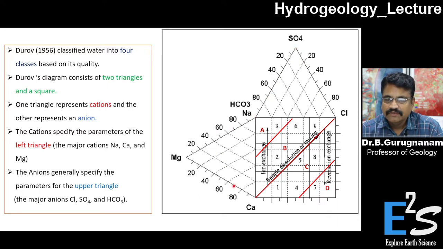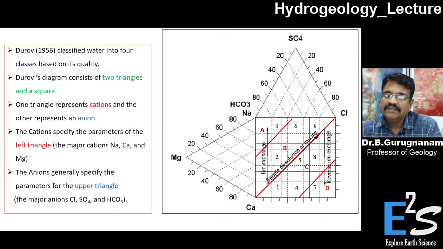This is the major cations diagram, and this is the anions diagram, representing calcium at one end 100%, magnesium at the other end 100%, and sodium at the other end 100%. And over here, HCO3 is 100% for this trilinear diagram, and sulfate is 100% at this location, and chloride is 100% at the right margin. The samples, after analysis, are plotted in these triangular diagrams. Once plotted, they are projected into the square at the center, and the samples are accordingly classified into four groups as A, B, C, D.